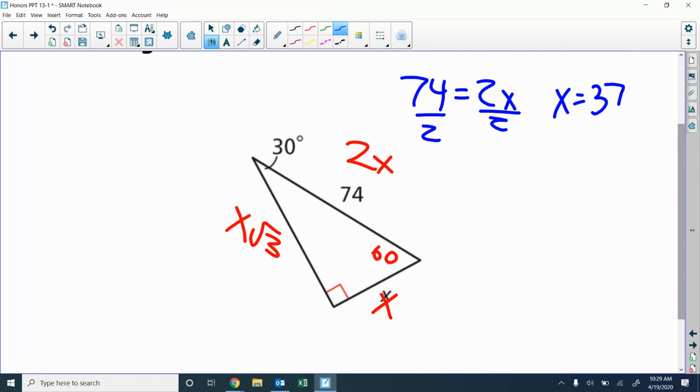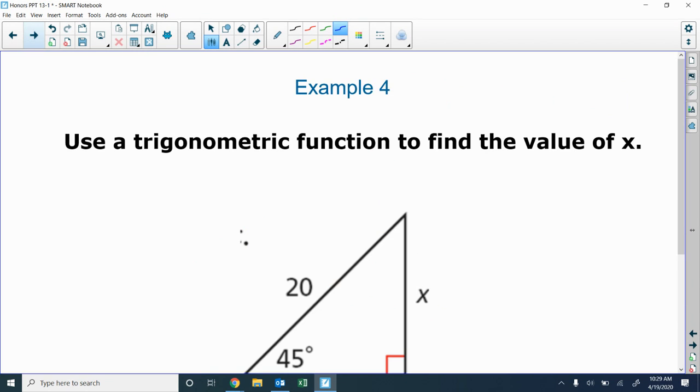Now, what does that mean for the rest of that? Well, that means that this side is 74. That means the length of this side is going to be whatever x is, which is 37. And this side is going to be 37 square roots of 3. So we solved for x. Now, the hypotenuse is one of the easier sides. The short leg is really easy because that's what x is, and you just plug it in. The hard one will be the long leg when you have to solve. Remember, we want exact answers here, not decimals.